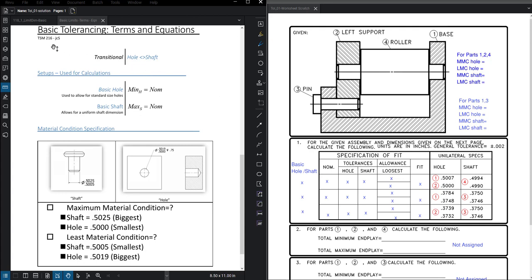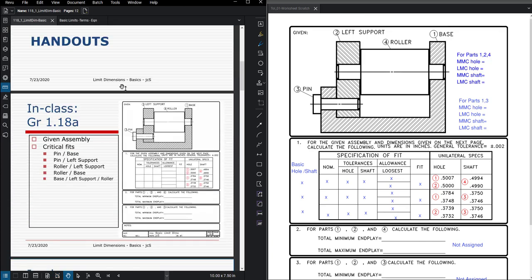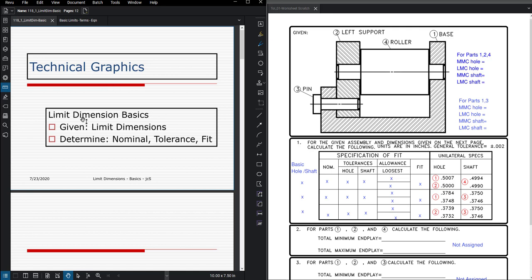We'll be using 3 reference sheets today, so make sure you have open the PDF titled Basic Limits, Terms, and Equations, the background information, and the basic limit dimension page, and the worksheet.